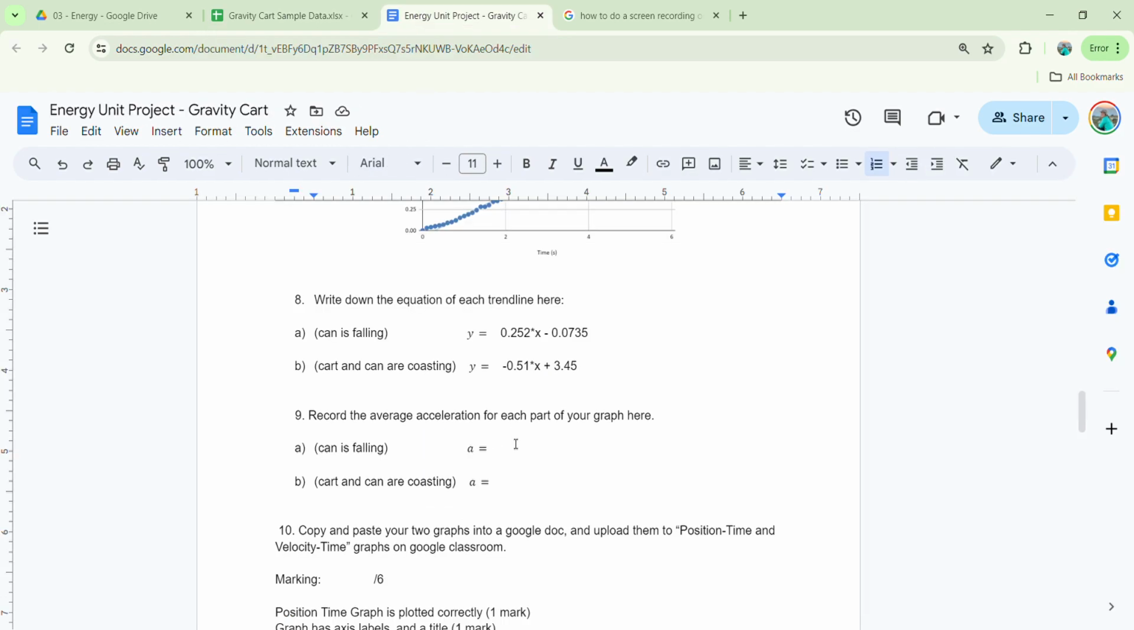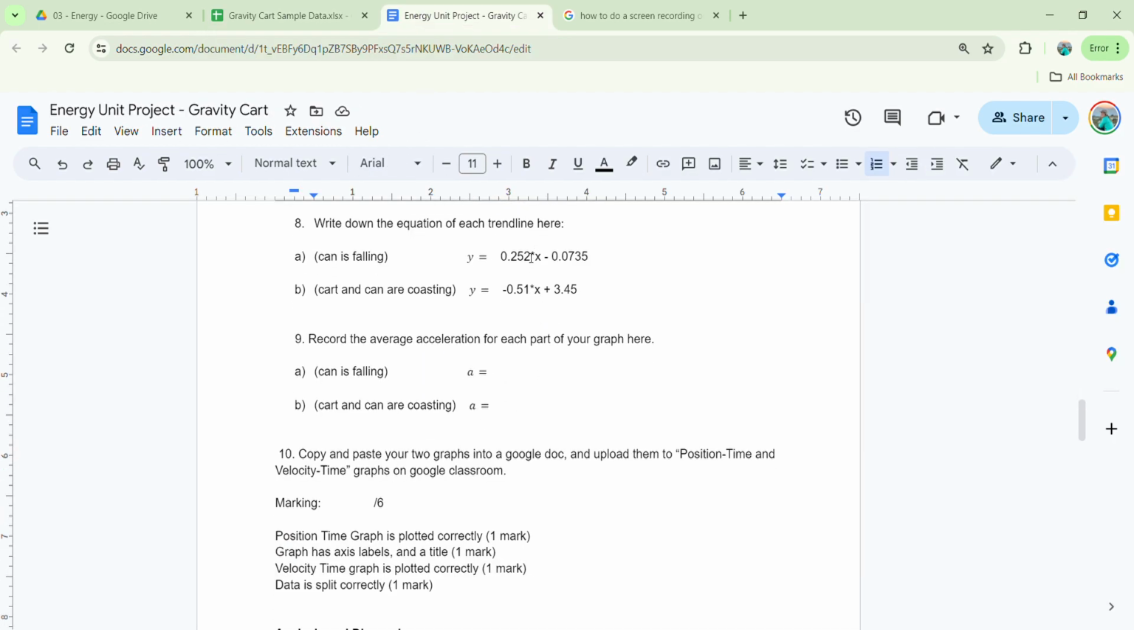So when I go over here, and I want to know my acceleration, well for this one, it's just going to be 0.252 meters per second squared. And then for this one, it's negative 0.51 meters per second squared.